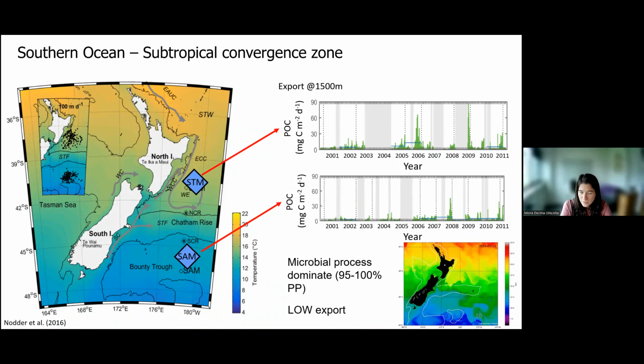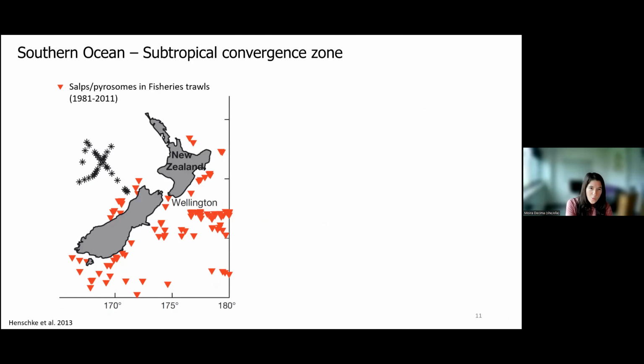And while the paper doesn't really determine what is causing these episodic fluxes, we can imagine that potentially salps could be a cause for them. We also know from a few studies that salps can be important in the region. This is a figure from Henschke in 2013 that is showing many locations in which salps have been collected from fisheries trawls in New Zealand.